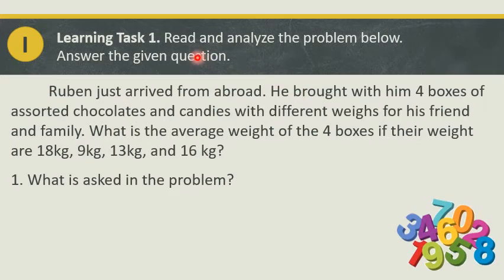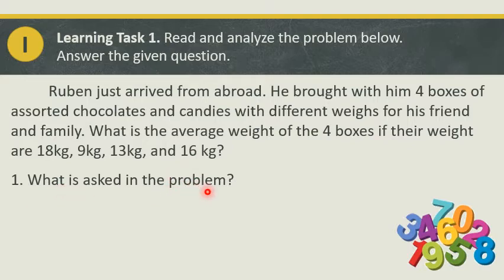For our learning task 1, read and analyze the problem below. Answer the given question. So our problem, Ruben just arrived from abroad. He brought with him 4 boxes of assorted chocolates and candies with different weights for his friend and family. What is the average weight of the 4 boxes if their weight are 18 kilograms, 9 kilograms, 13 kilograms, and 16 kilograms?